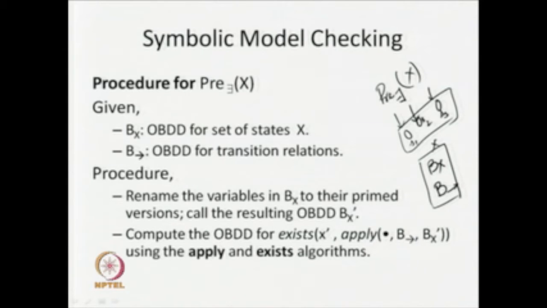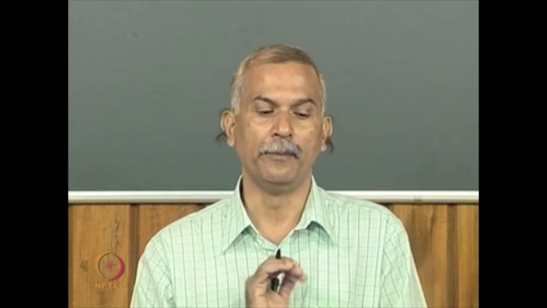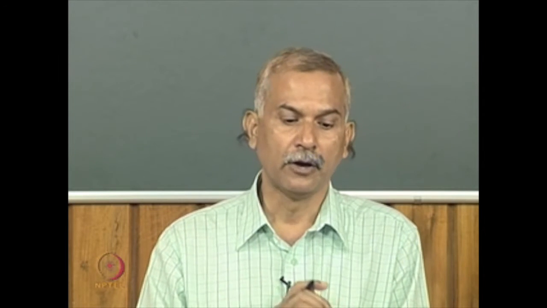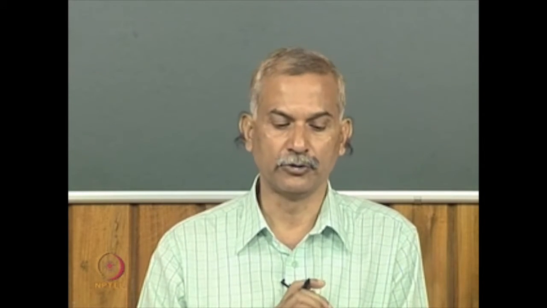Already we have mentioned what a compatible variable ordering is: they must have the same variable ordering. So, we are taking two BDDs or OBDDs as our input, and both OBDDs must have compatible variable ordering. Now, what is the procedure? What are we going to do?